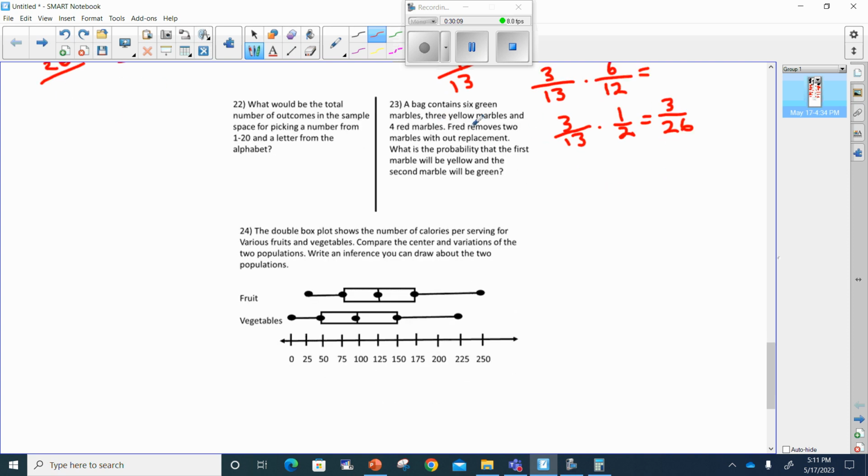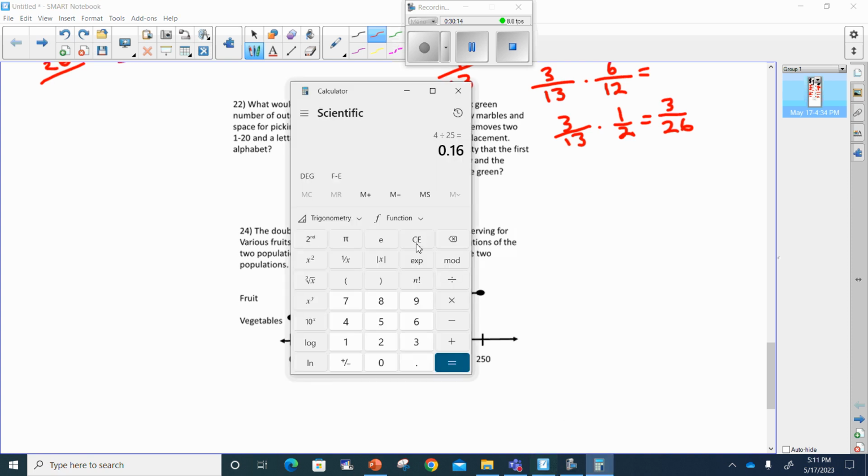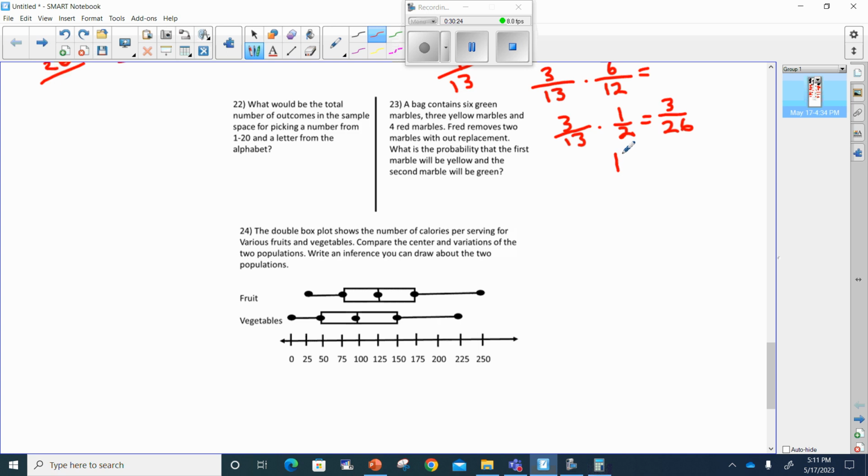Let's see. So what is the probability? Well, we got to do percent. So we're going to take 3 and divide it by 26. That'll give us 0.115 approximately. And then we move that decimal twice to turn it into a percent, 11.5%.